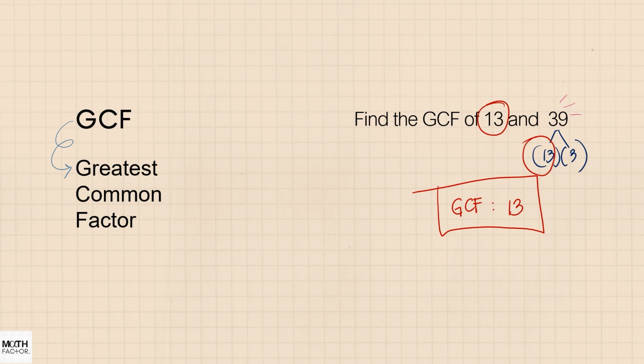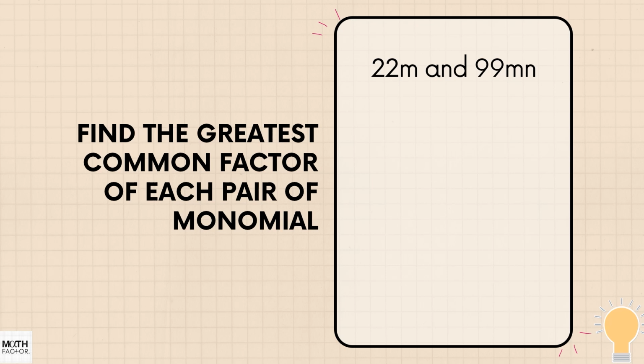To understand factoring more, let us consider the following examples. In this case, we're going to find the greatest common factor of each pair of monomials. For variables, we will treat them as a prime factor. Let us start. So the given is 22m and 99mn. Let us begin with 22m. The prime factors of 22m are 2 times 11 times m. For 99mn, we have 3 times 3 times 11 times m times n.